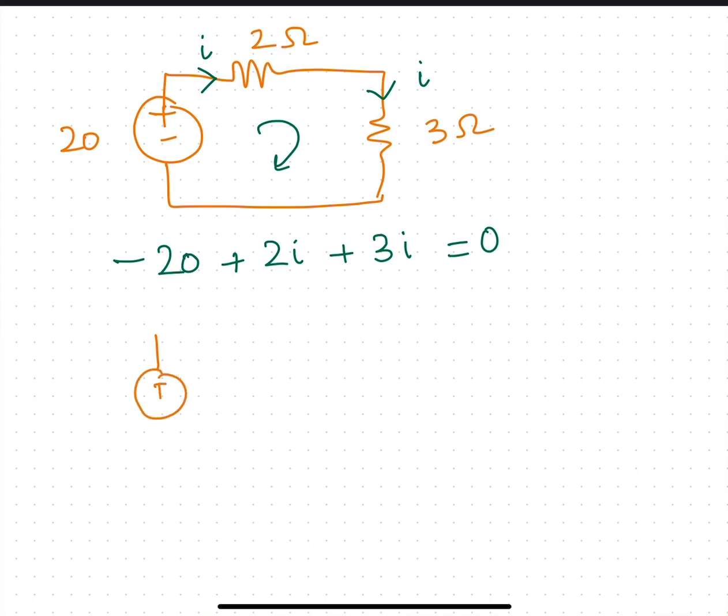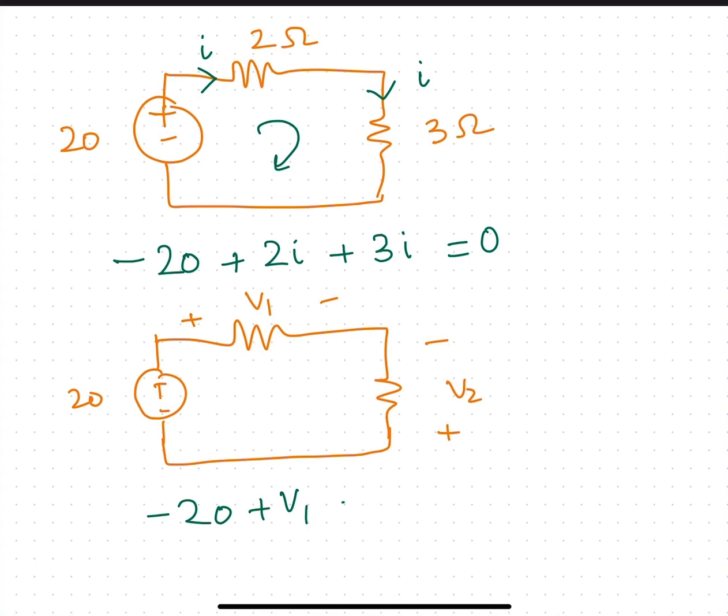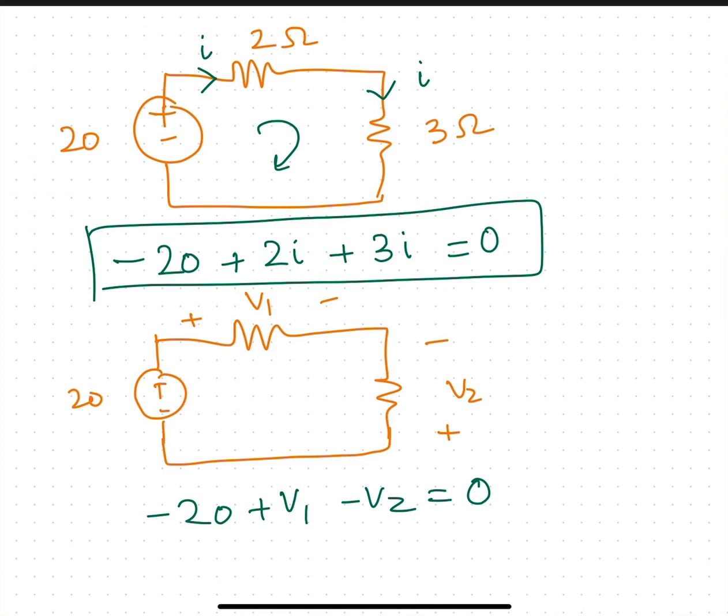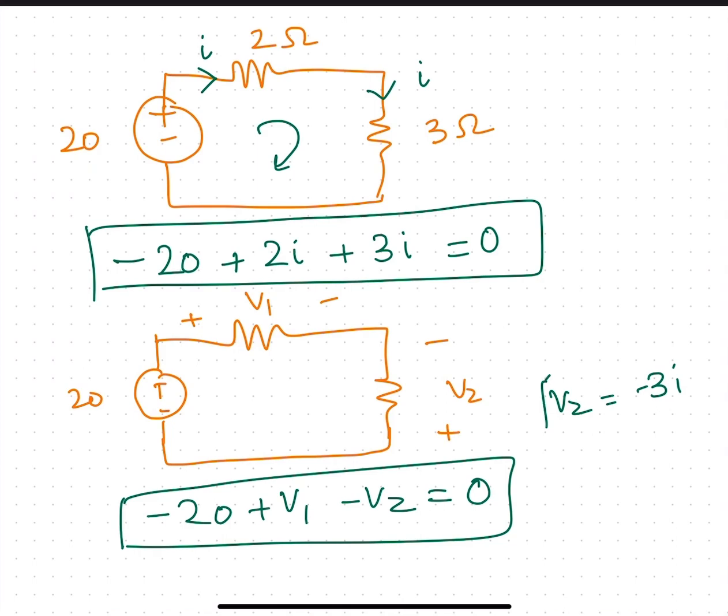Alternatively, if I take the voltages, and if I say that this is V1 and this is V2, I can also say that minus 20 plus V1 minus V2 equal to 0. So this is what I was trying to make you understand. Here you can clearly see that V2 is equal to minus 3I. Why is it so? Because the current direction that I'm showing across this 3 ohm resistor, I am saying that the current is flowing like this.